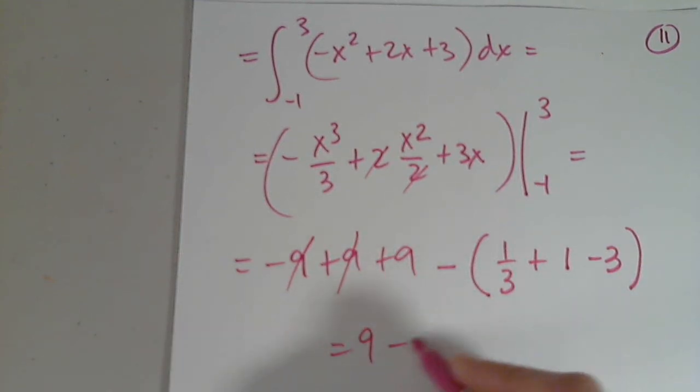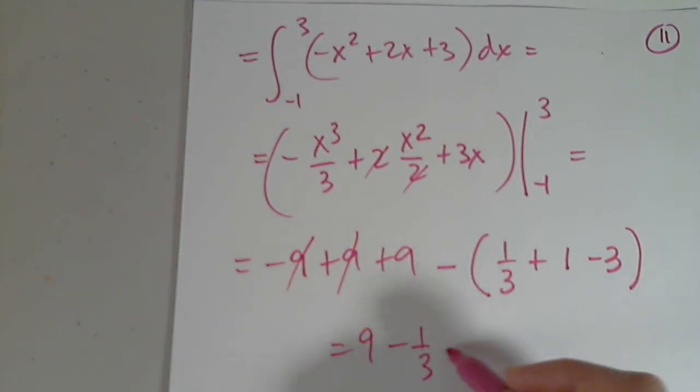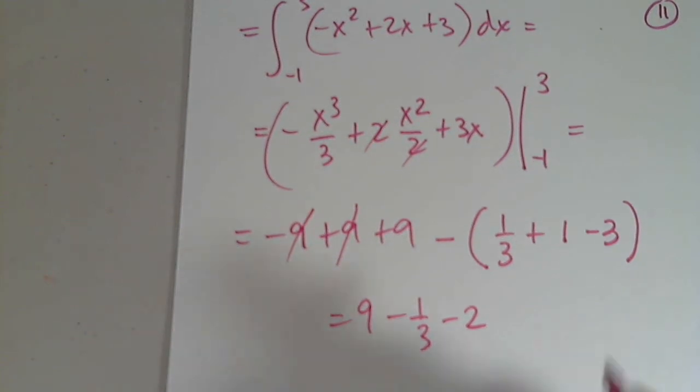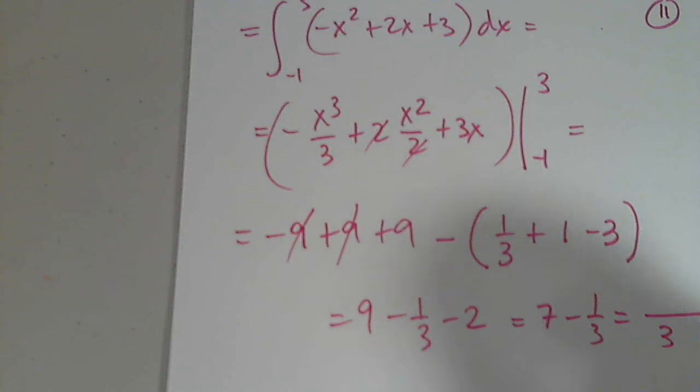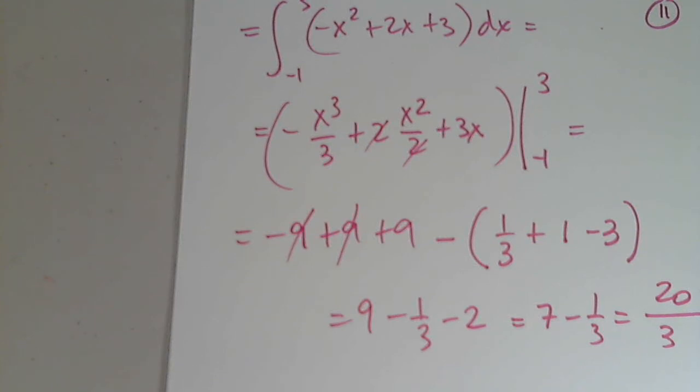So 9 minus 1/3, and this is minus 2. And this is 7 minus 1/3. Least common denominator 3, 21 minus 1. Very good example. Thank you for that.